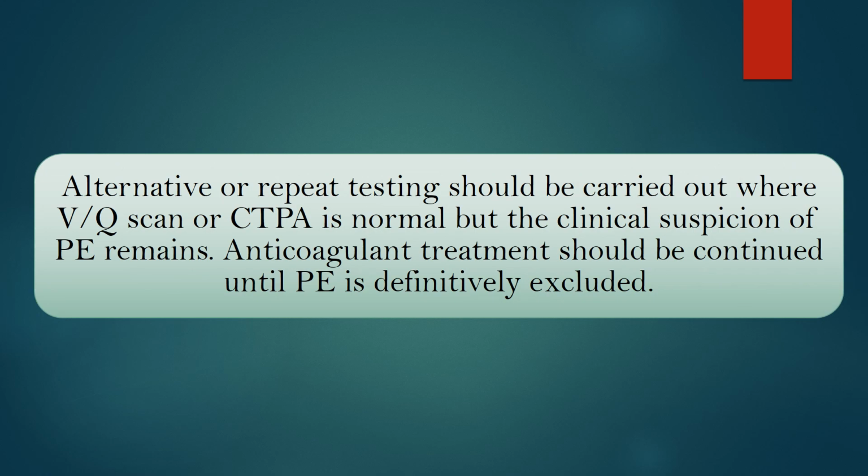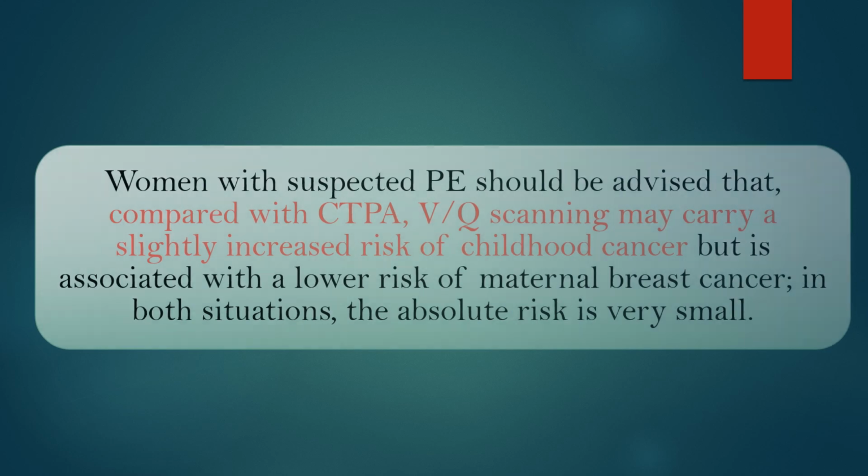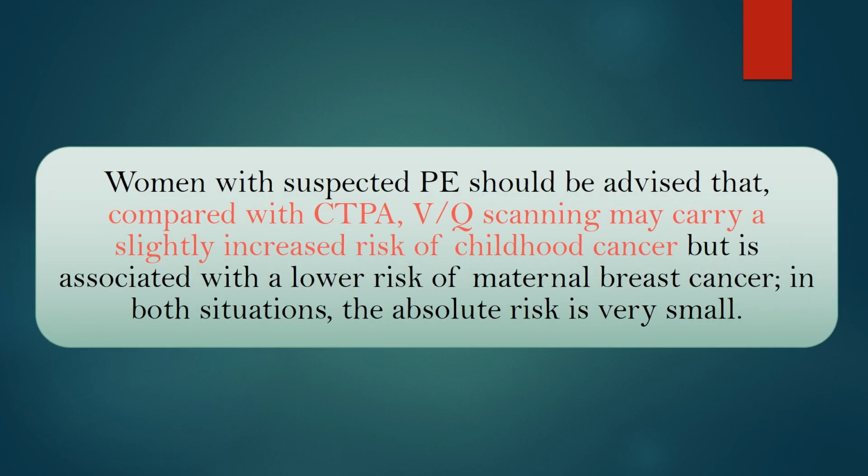Alternative or repeat testing should be carried out where the VQ scan or CTPA is normal but the clinical suspicion of PE remains. Anticoagulant treatment should be continued until pulmonary embolism is definitively excluded. Women with suspected PE should be advised that, compared with CTPA, VQ scanning may carry a slightly increased risk of childhood cancer but is associated with a lower risk of maternal breast cancer. In both situations, the absolute risk is very small.